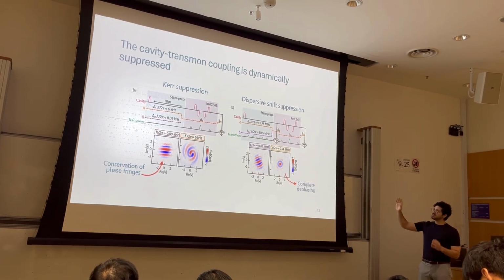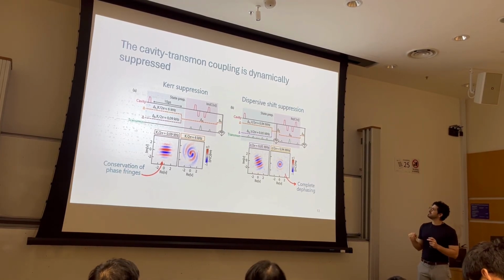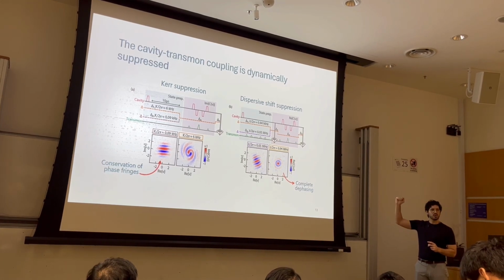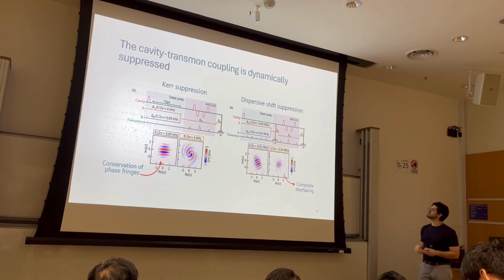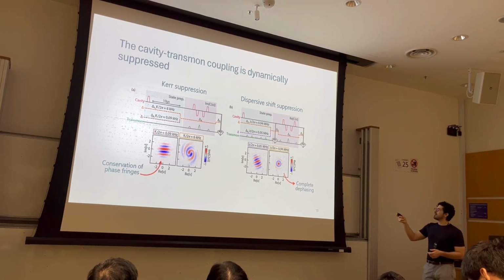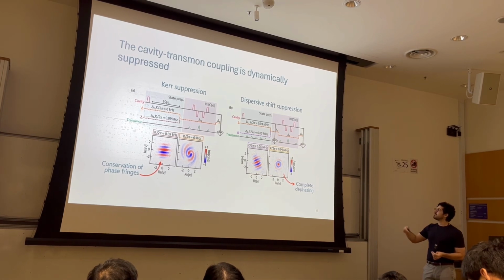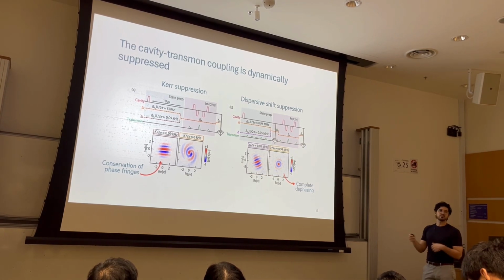Okay, we have some rotation, some dephasing, but you can still see there's coherence, and you can still see the direction of the phases. On the other hand, when the chi is higher, we have complete dephasing of the cavity state. There's no direction of the fringes anymore. There's no phase.